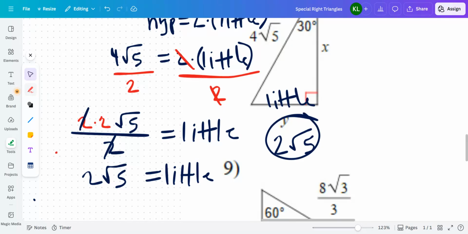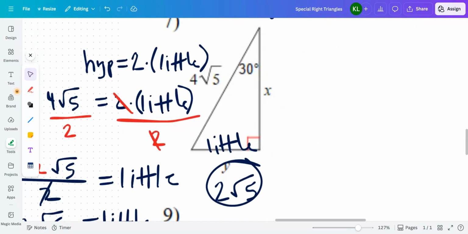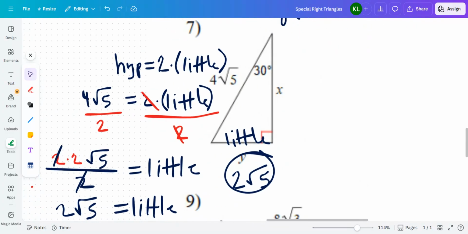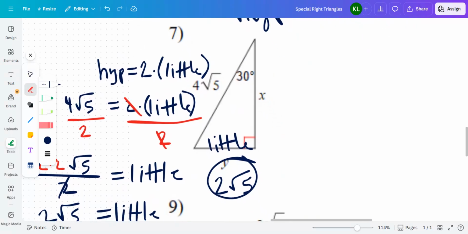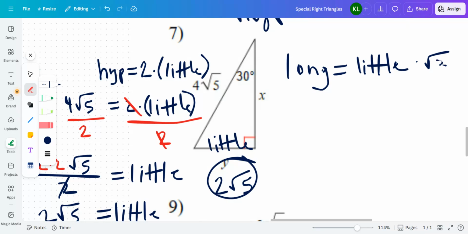Now let's go ahead and solve for the long leg. We know that our long leg, and I'm going to write down that little formula, is equal to our little leg times the square root of 3. And we're trying to figure out what that long leg is. We know that our little leg is 2 square roots of 5.